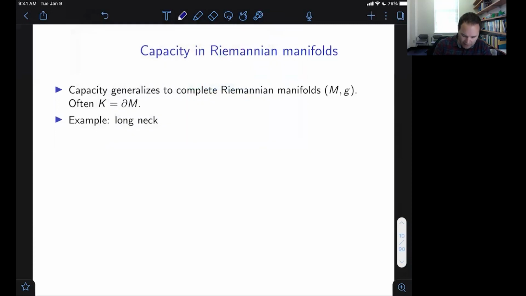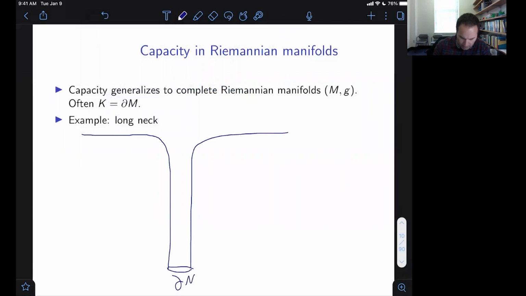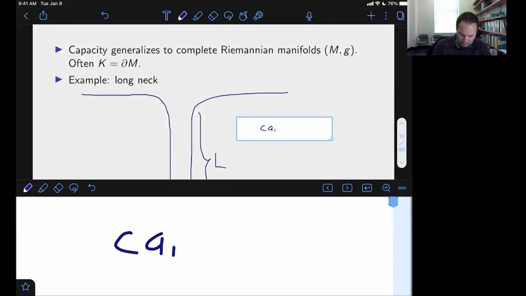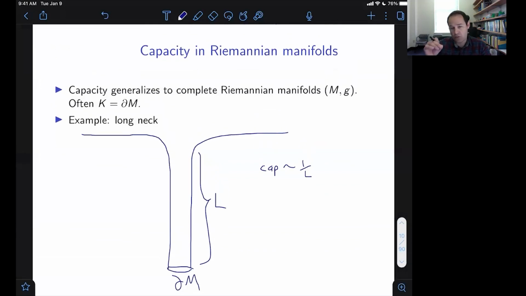So for example, if you've got a manifold that's maybe Euclidean, but then you have a long neck. So you've got maybe a spherical boundary. That's the boundary. You have a long neck, some length L, then you can make the capacity go as 1 over L. You can use a test function that's just interpolating linearly between 1 and 0 on the length of the neck. So if something's getting sunk down a deep well, it'll generally have small capacity.